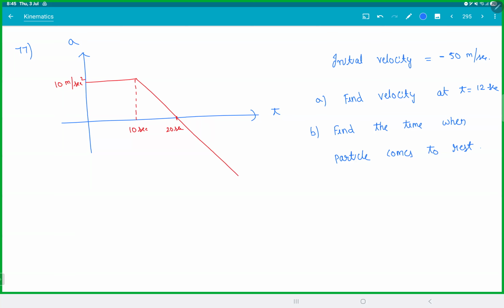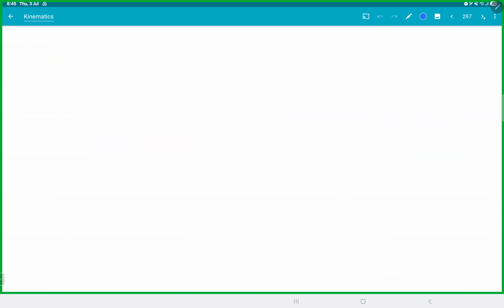Yeah, let's see. So, right, but there is one more answer. There are two answers for the second part. So you want to find the time when it comes to rest. That means initial is... Let's see. That second one looks a little goofy. So your initial velocity is minus 50. That means if you can make the area plus 50, then won't it just cancel out?